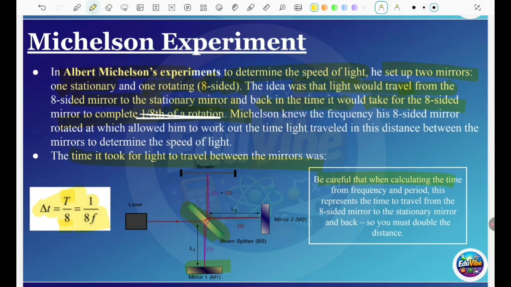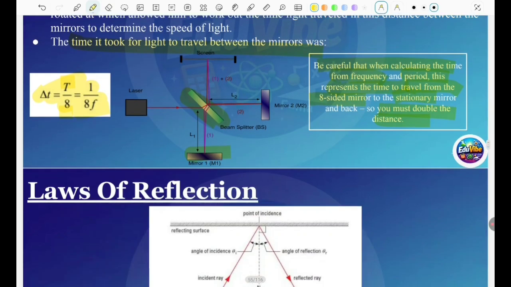Be careful that when calculating the time from a frequency or period, this represents the time to travel from the eight-sided mirror to the stationary mirror and back, so you must double the distance. At the end, if you find the distance by calculating the time from a frequency, you have to divide by 2. Those are small things you have to cover. So this is very important. You get one question for sure in numeric or MCQs.